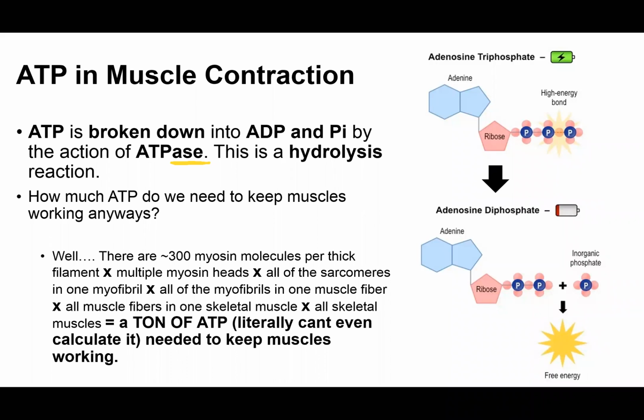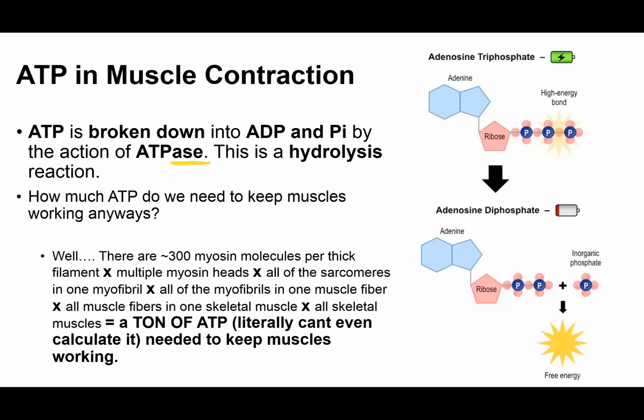So how much ATP do we need to keep muscles working anyways? Well, I wrote out this little scenario here. There are about 300 myosin molecules per thick filament, and each of those myosin molecules will be located on multiple different myosin heads here.